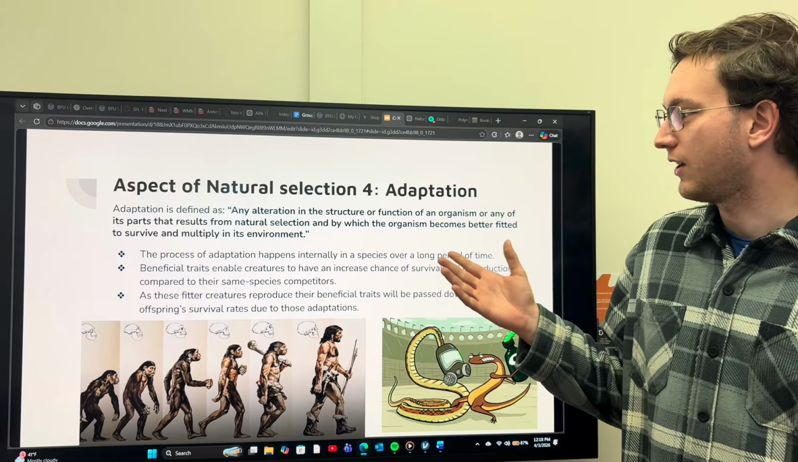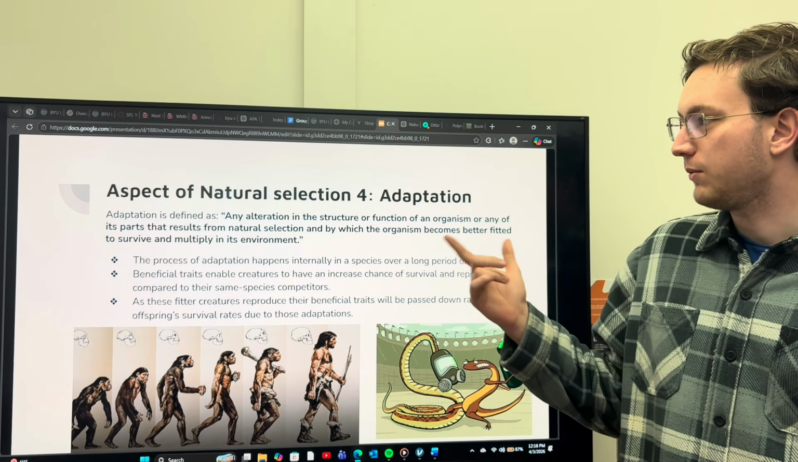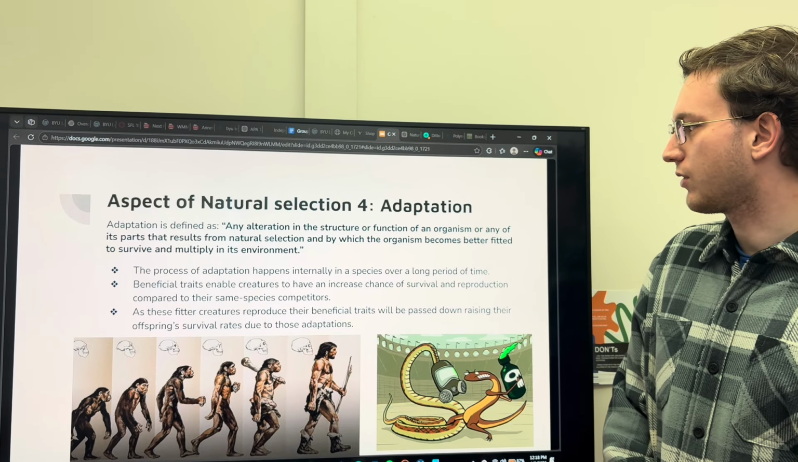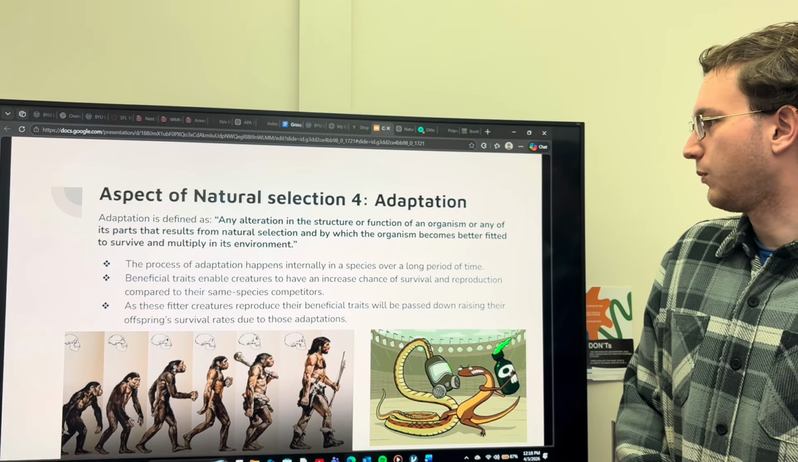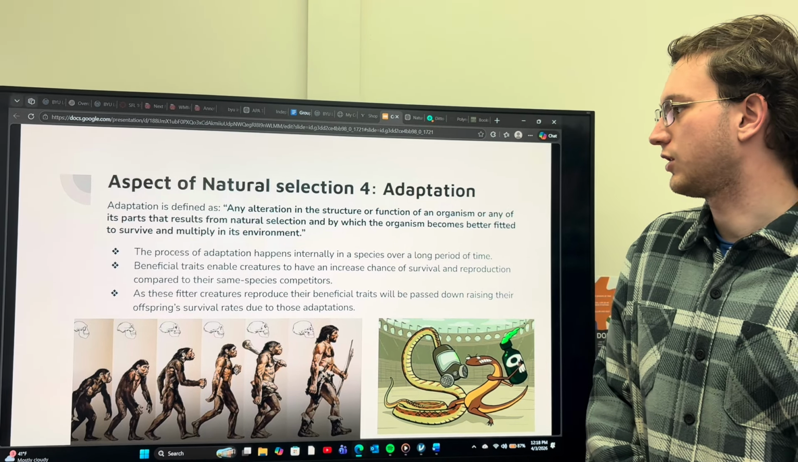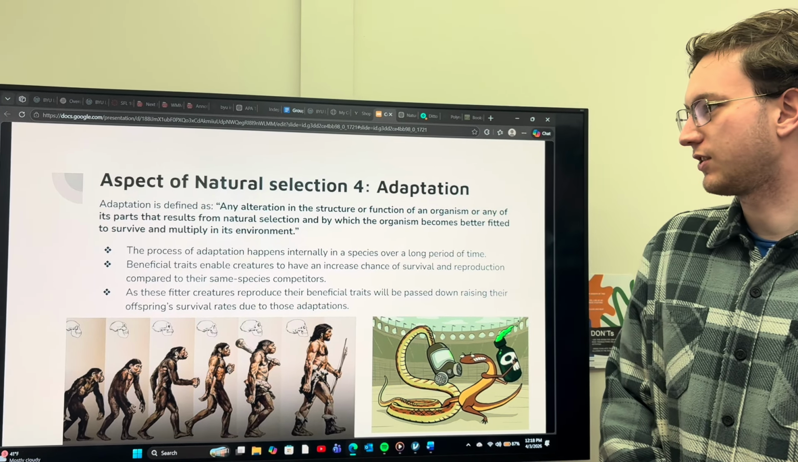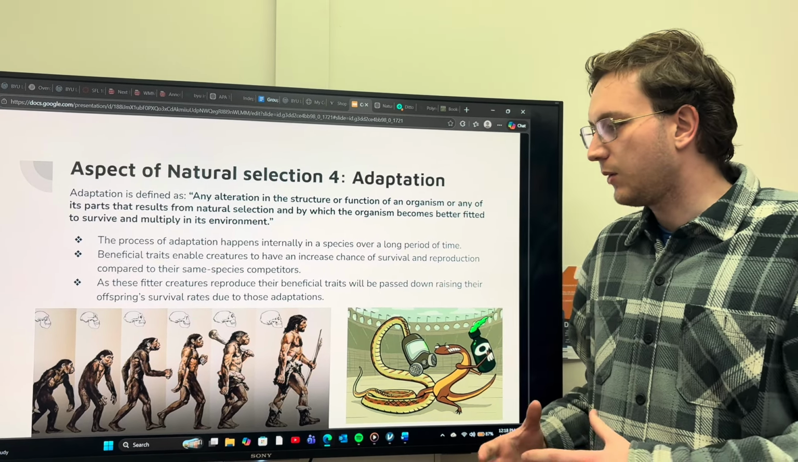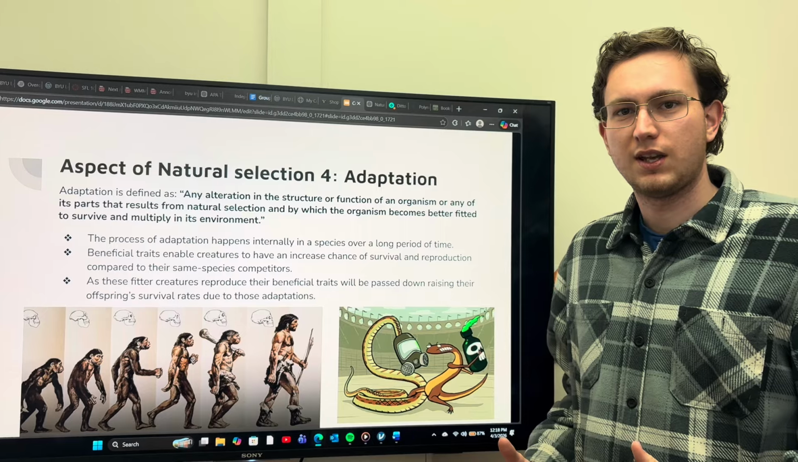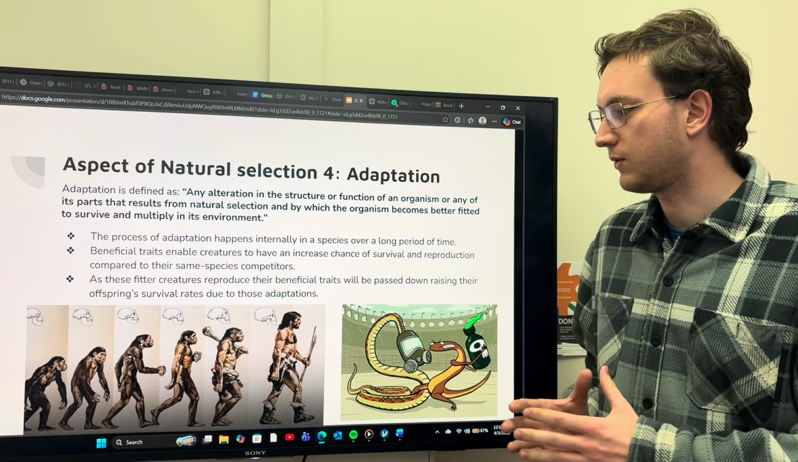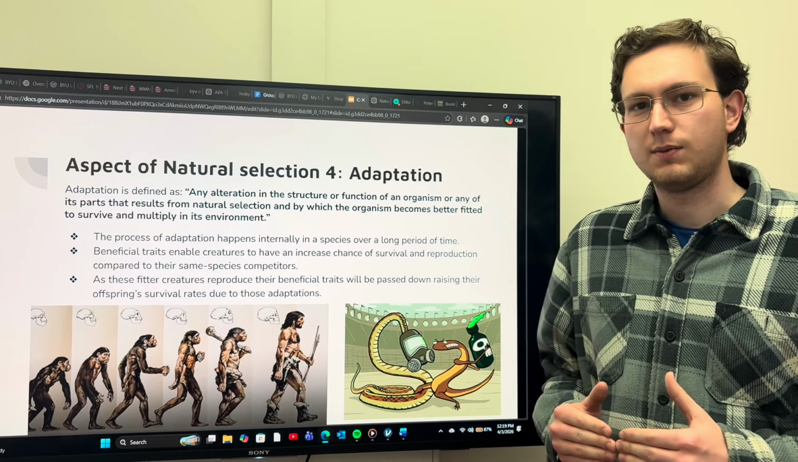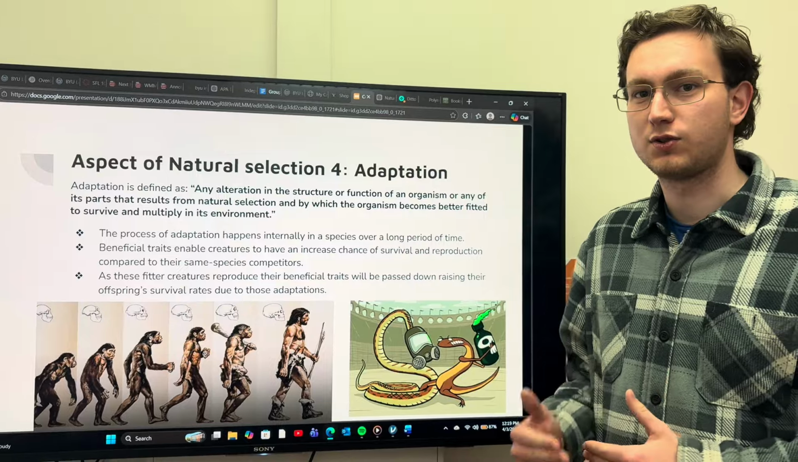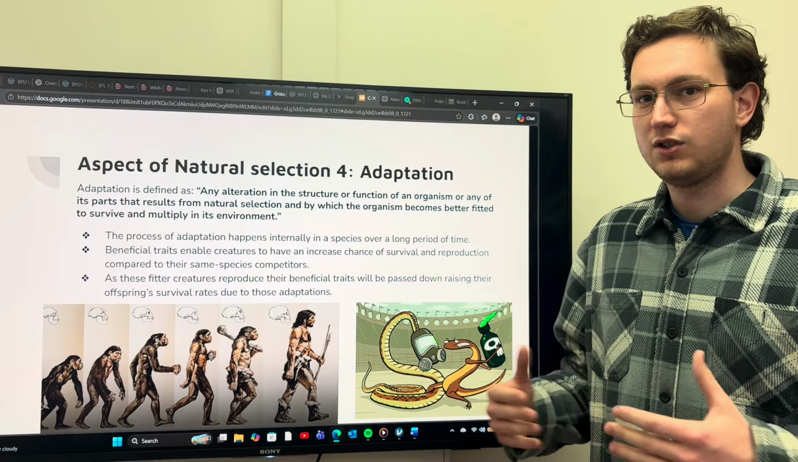So the fourth aspect of natural selection is adaptation. Adaptation is defined as any alteration in the structure or function of an organism or any of its parts that results from natural selection and by which the organism becomes better fitted to survive and multiply in its environment. Essentially, what this means is it plays into all the other aspects of natural selection, but adaptation is the process by which an organism retains more beneficial structures and beneficial changes.